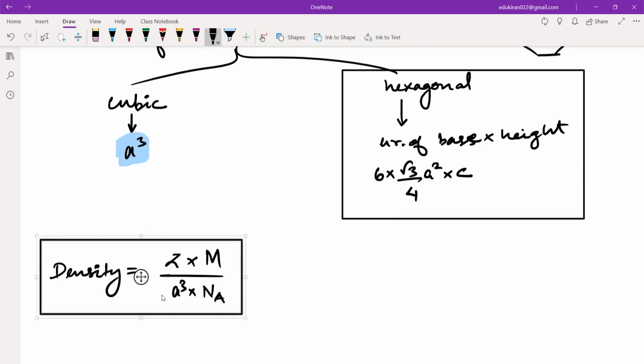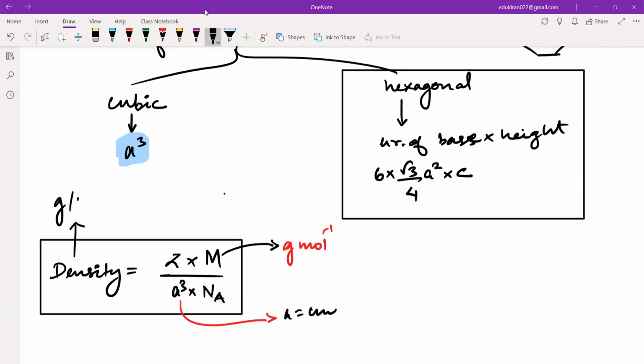Now in this, you have to remember a few more things. That M will always be in grams per mole. And a will always be in centimeters, so a cube will be in centimeters cube. A in centimeter. And if I talk about the density, then density should always be in grams per centimeter cube. Okay, so please write this down.